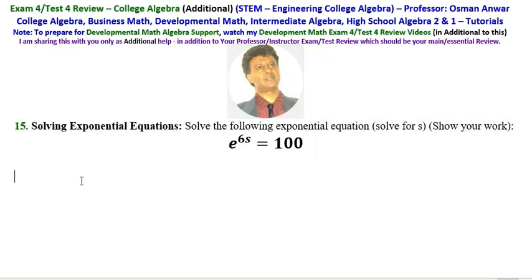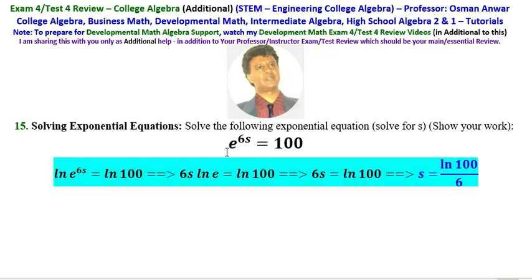Number 15 is solve exponential equations. Solve the following exponential equation. We're going to solve for s. And this is e to the 6s equals 100. So to solve this, first we need to take the natural log of both sides. That is ln of e to the 6s equals ln 100. Then bring the 6s down. That is 6s ln e equals ln 100. ln e is 1, so 6s times 1 is 6s equals ln 100. Divide both sides by 6, that is s equals ln 100 over 6.